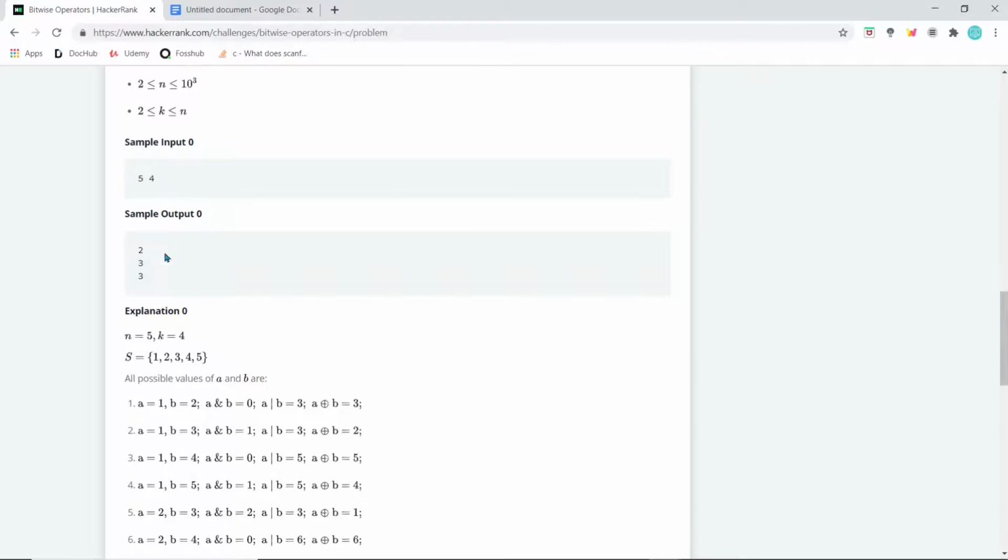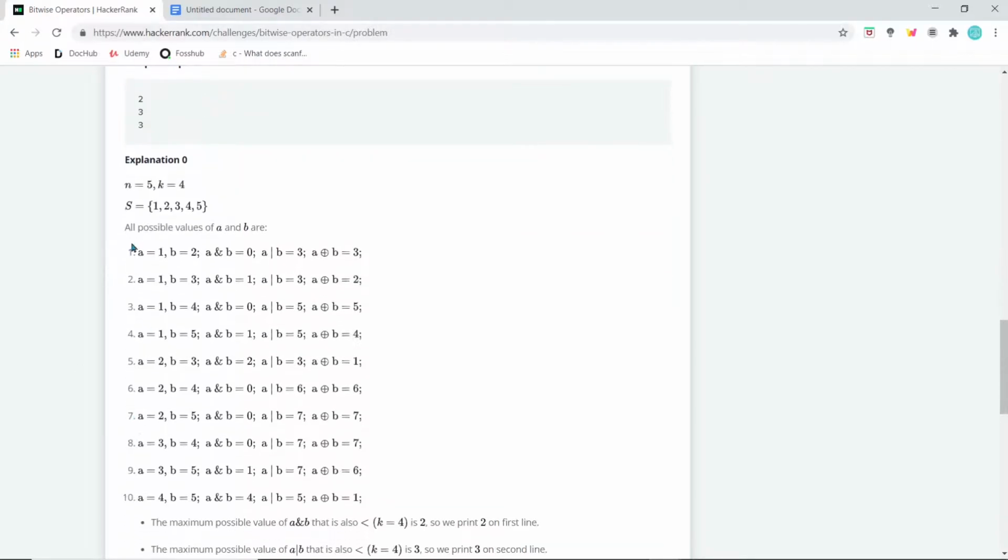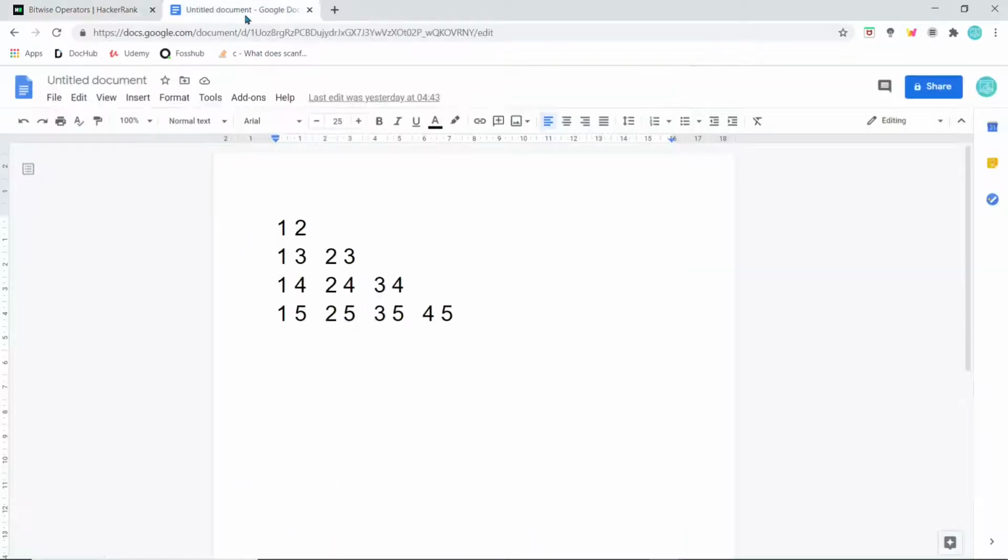right? Now the possible set of values, here we have 10 sets of values. Okay, 10. This one was our set of numbers on which we will be doing our operations, and these are all the possible values of a and b that can be considered for AND, OR and exclusive OR operations. Now how these values came, I'll explain that here.